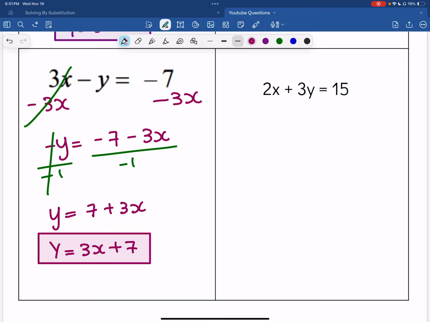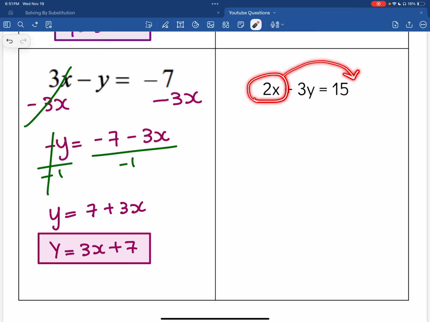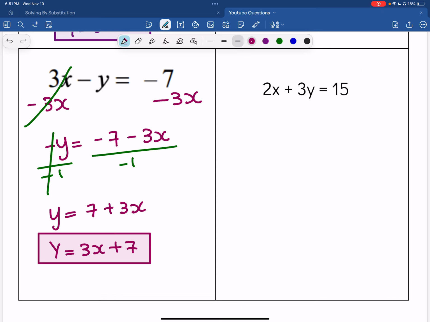And then in the last equation, we have 2x plus 3y is equal to 15. So I need to get this 3y by itself on the left side, so I need to move the 2x over to the other side. Since it's positive here and I need to do the opposite to move it, I'm going to subtract the 2x from both sides. This will cancel, and we'll be left with 3y is equal to 15 minus 2x.